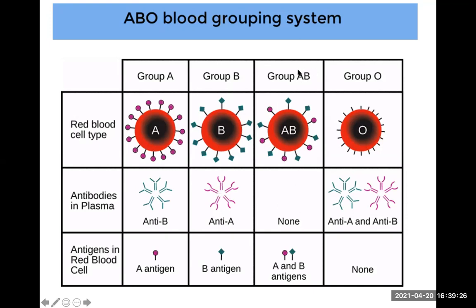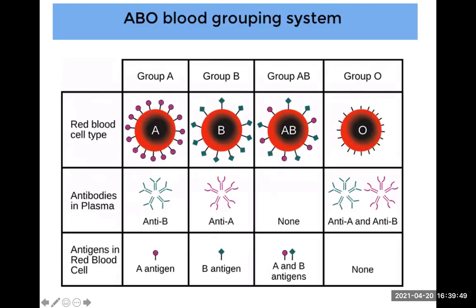And then, of course, people could be AB, where they have both. And in that case, they're not going to make antibodies of either, because that would attack their own cells. And lastly, you could be type O, where you don't have A or B. And in that case, you're able to make both antibodies.